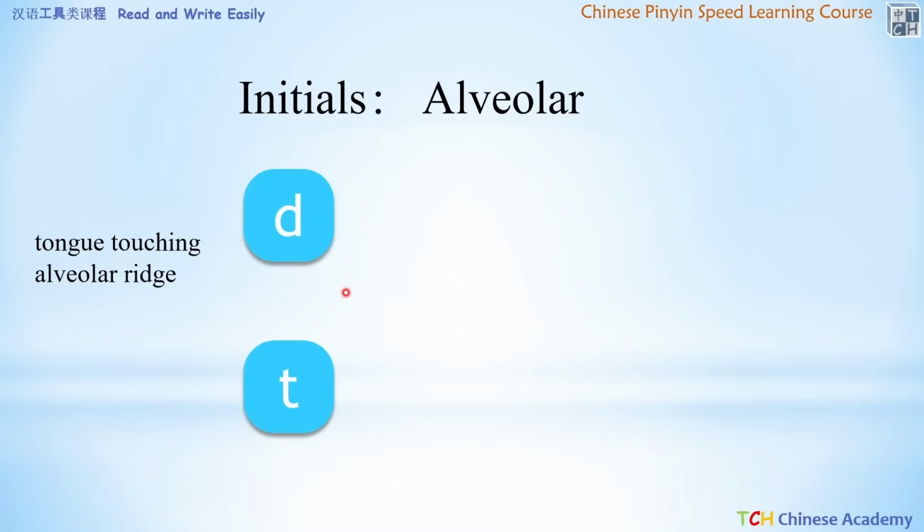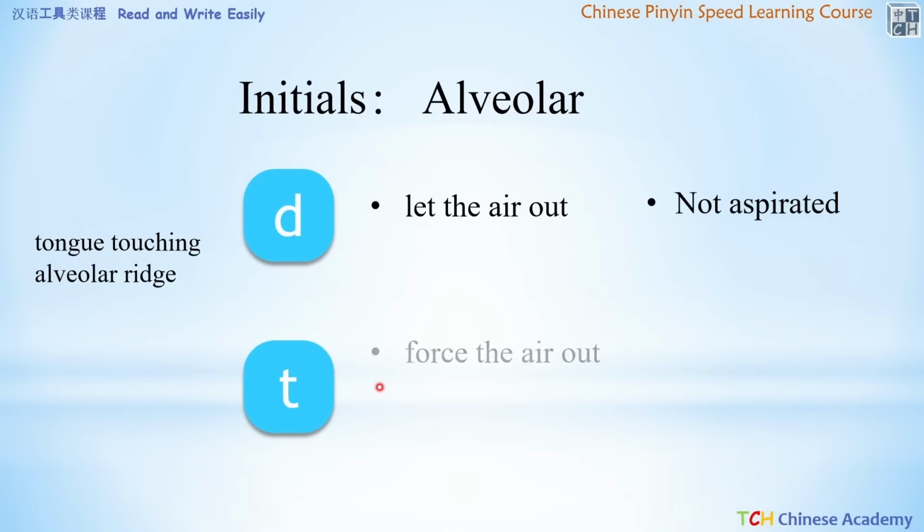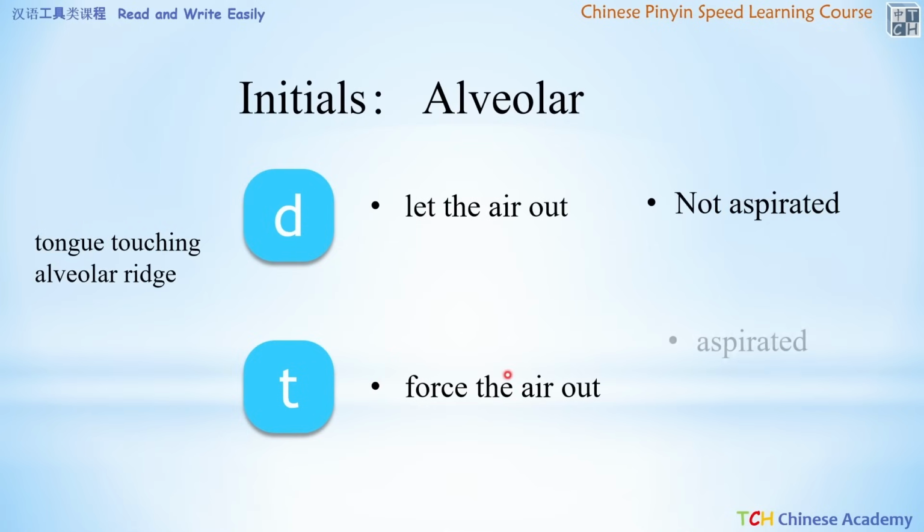And then the difference is that when we pronounce the first one, we just drop the tongue and let the air out so that the sound is not aspirated. But when we pronounce the second one, try to drop the tongue quickly and force the air out. So the sound is aspirated.